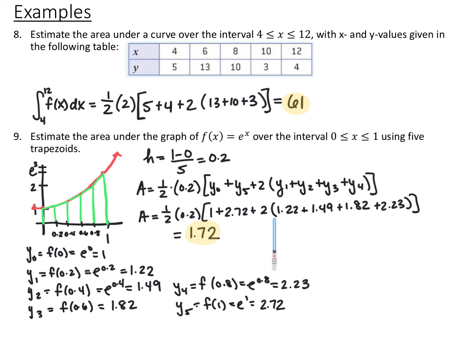So then I filled all of those in. 1 and e only show up once, so they're just added in the front, and then plus 2 times all the middle ones that show up twice, and our estimation of the area under the curve is 1.72.